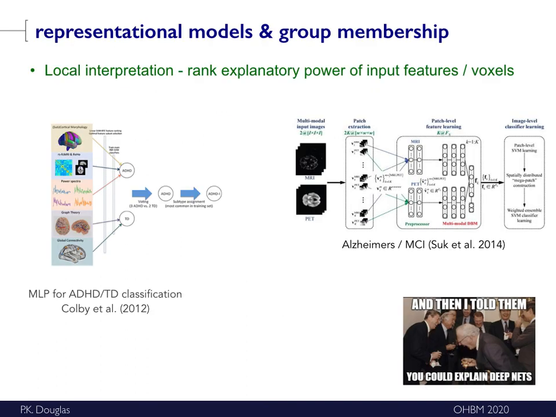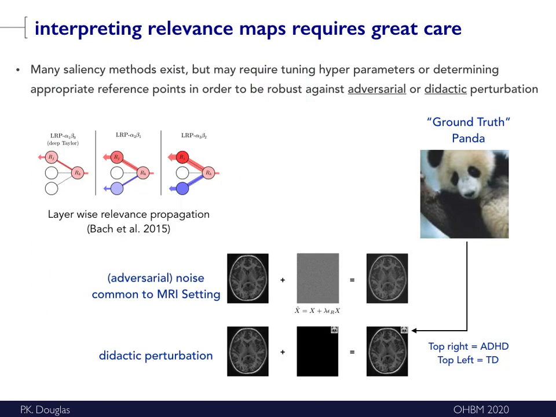Deep learning is something that has been applied for many, many years for group membership classification of structural MRI. Oftentimes, in neuroimaging and medical applications, the goal is to utilize deep learning for the dual purpose of prediction and interpretation. And saliency methods aim to rank the explanatory power of input features or voxels in the image. A number of saliency methods exist that take somewhat divergent approaches.